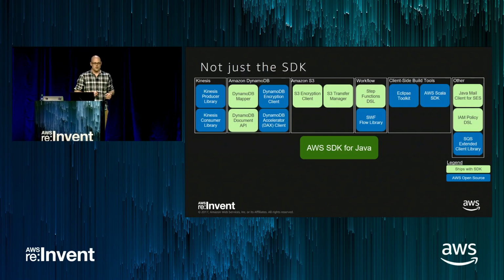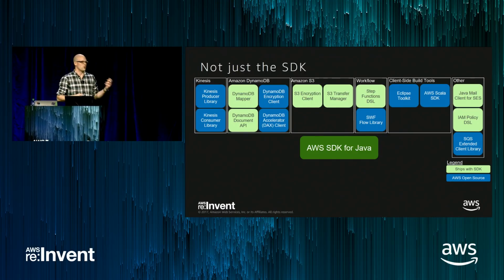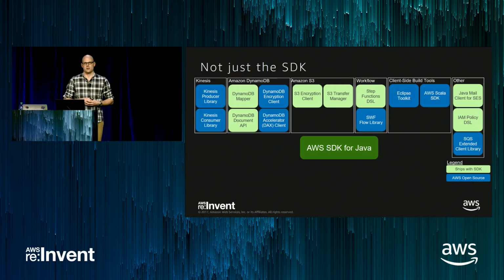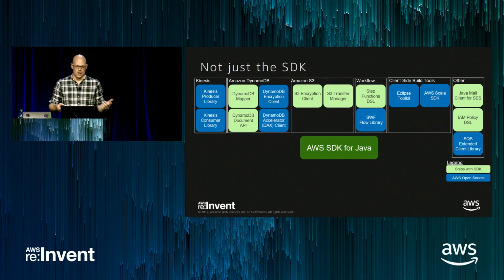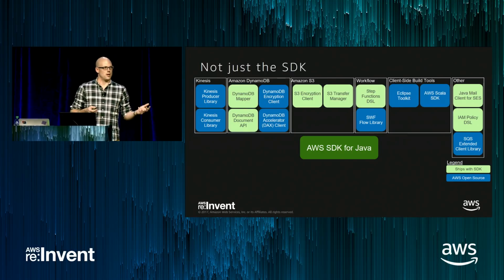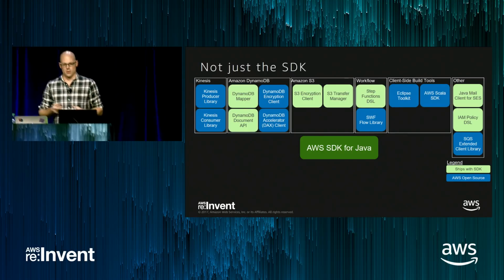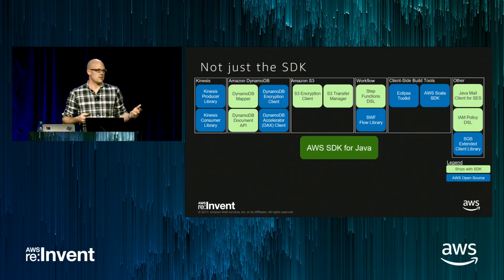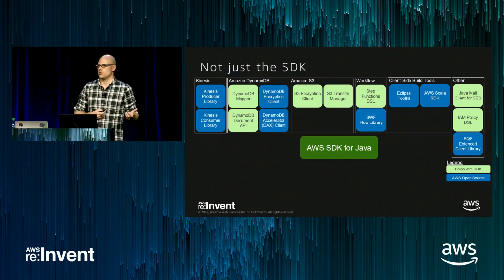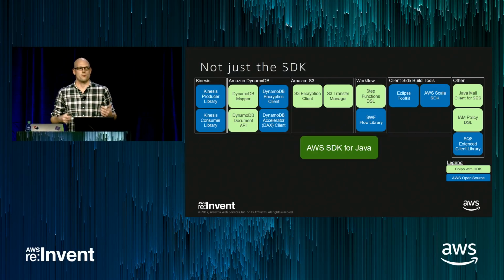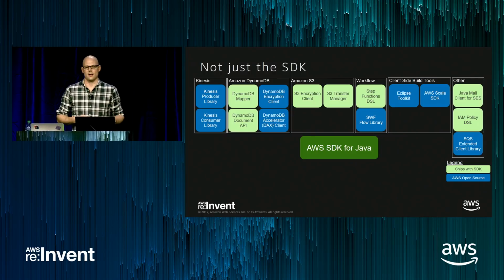But outside of that, there's also a number of other AWS-owned but Java-focused libraries that we vend out. Most of them are available on GitHub, some of them in our AWS Labs organization, some in the core AWS organization. These are things like, on the left-hand side here, the Kinesis producer and consumer libraries, allowing you to put high throughput into Kinesis. These sit on top of the Java SDK.